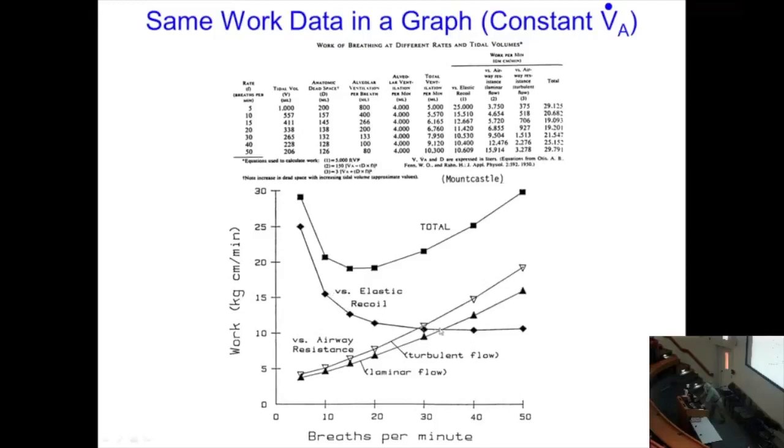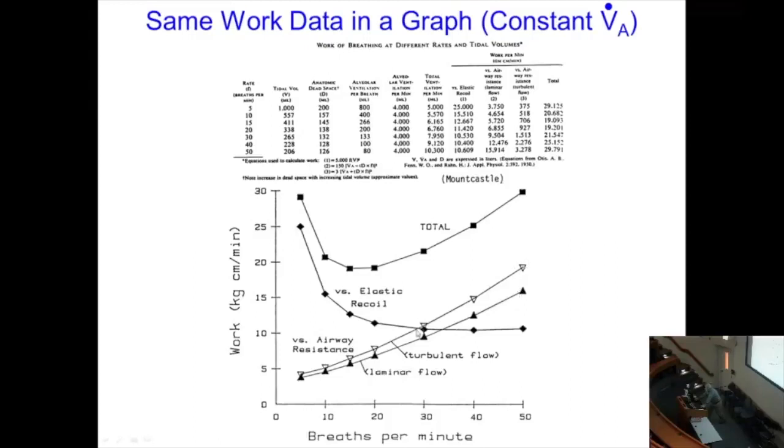So work against elastic recoil is greater with low frequencies and large tidal volumes. If we look at work against airway resistance, this increases as we increase the breathing rate because we're forcing the air through the airways at a higher rate. Another factor is that with shallow breathing, to maintain alveolar ventilation, we have to increase the total minute ventilation. So we're moving the air faster and we're also moving more air. So a high breathing rate pattern gives us more work against airway resistance.